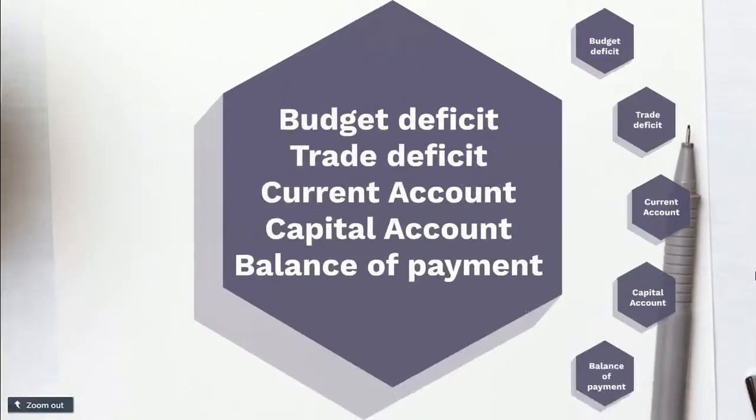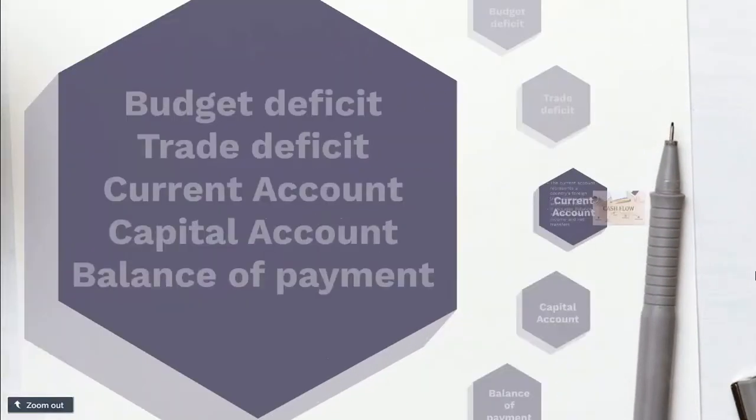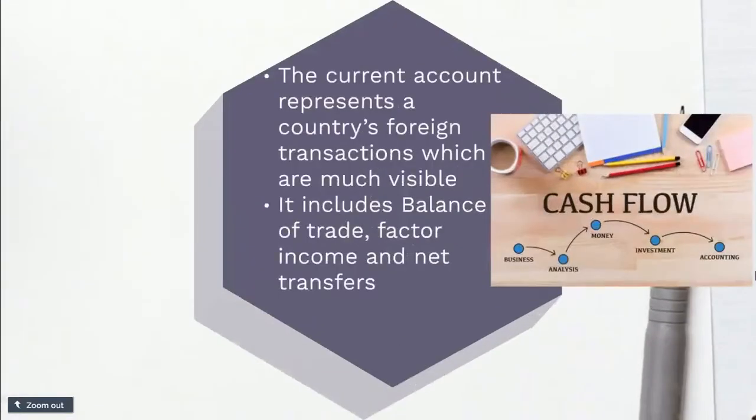Okay, next is current account. The current account represents the country's foreign transactions, which are much more visible and take place within a quarter or within a year. The current account also includes the balance of trade, which we did in the previous slide. So there are three broad components in the current account.